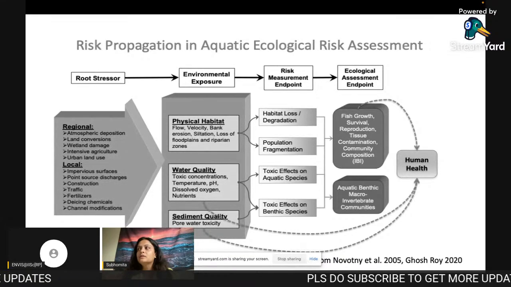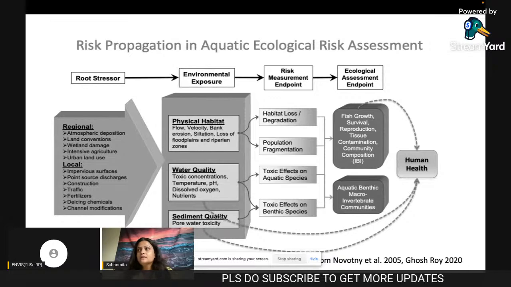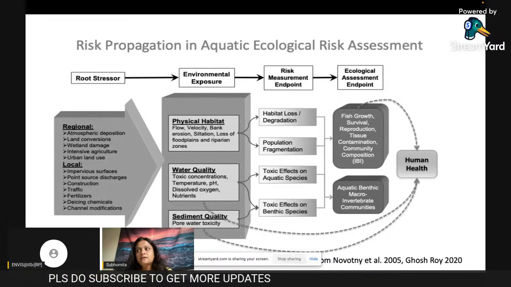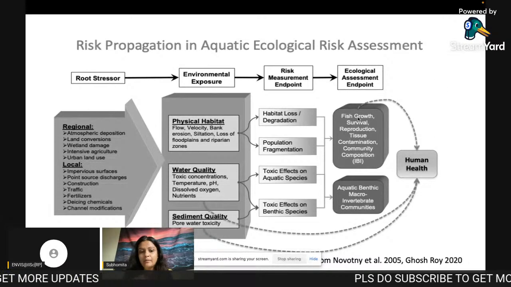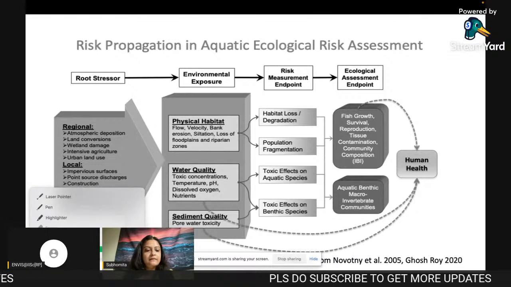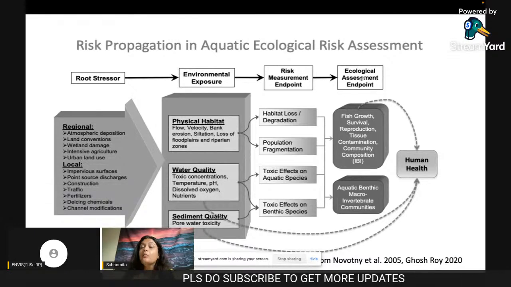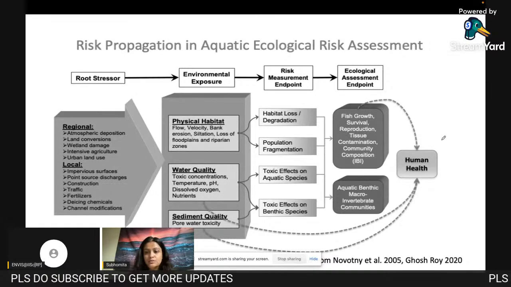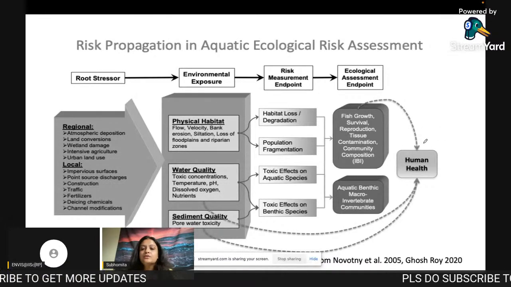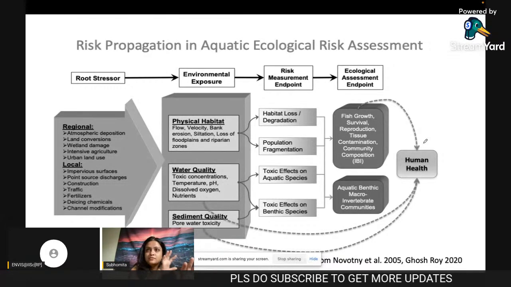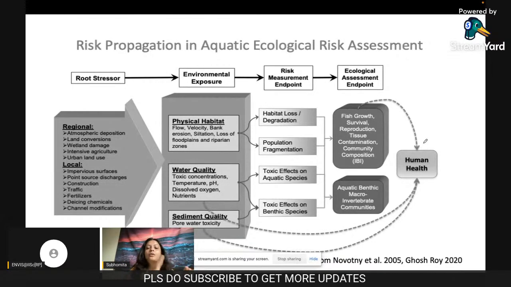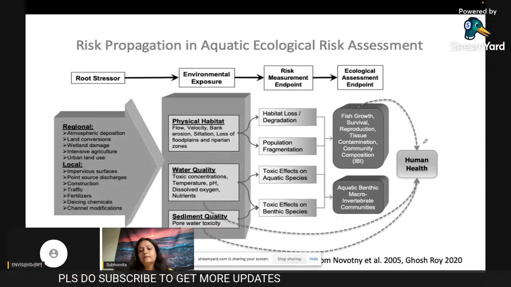For example, how the aquatic benthic organisms were affected by this, how the diatoms were affected, how the fish growth was affected. Those would be our ecological endpoints. And if that happens, why do we measure these endpoints? Because these are the endpoints that we can really relate to human health. So therefore, that's how risk is generated. This starts from the root factors, how it is layered, and then it lands up in the final endpoint.